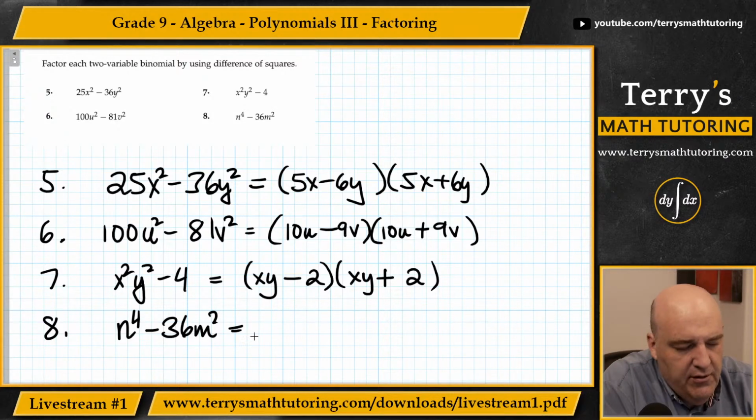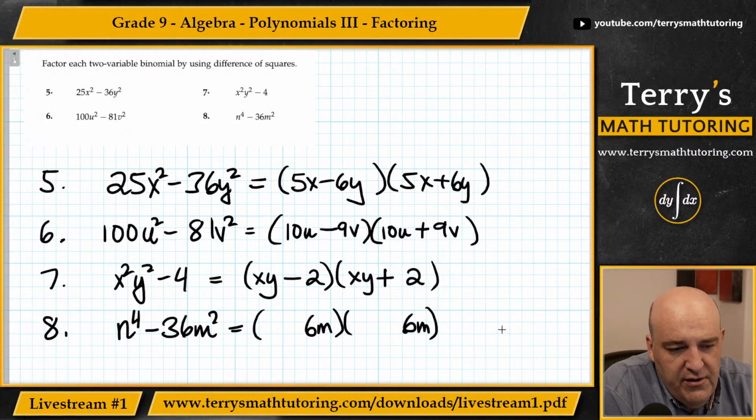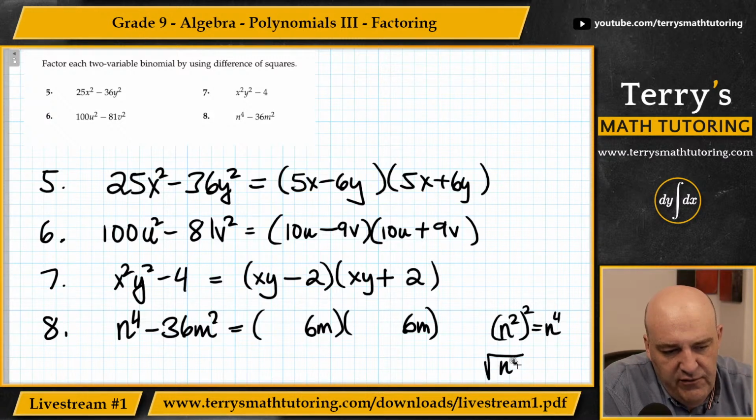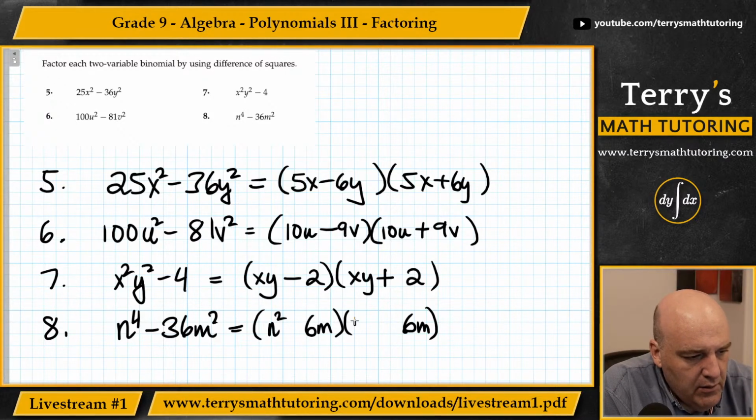How about this one? I think the square root of this guy is not too bad. The square root of 36m squared is 6m, right? What about this one, though? Maybe that's a little tricky. What squared gives you n to the 4? That's n squared, right? If you do n squared times n squared, that's n to the 4. So the square root of n to the 4 is n squared. So that n squared is what we want to put at the front here. And then one is minus, one is plus.